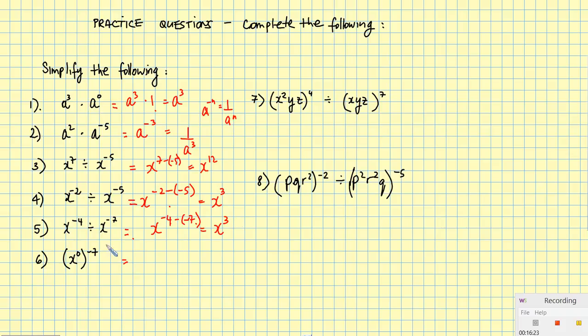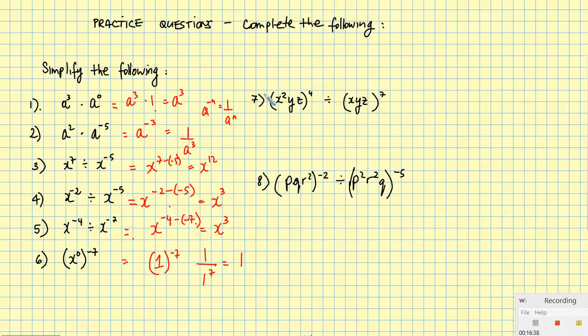And then our last example is on this side down here on the left, x to the power of 0. Well, anything raised to the power of 0 will go to 1, and 1 raised to the power of negative 7 is like saying 1 over 1 to the 7th, which is nothing more than 1.